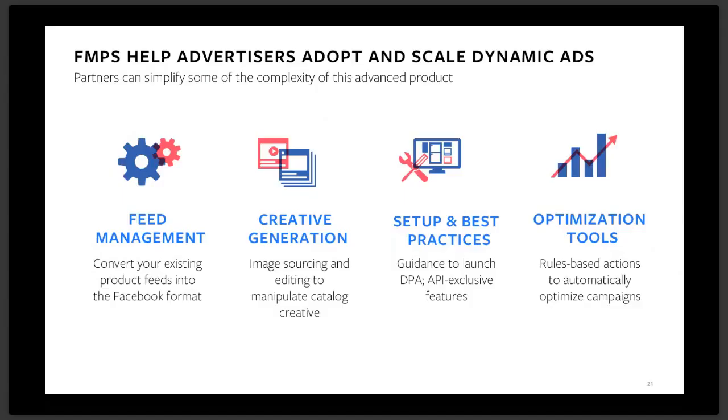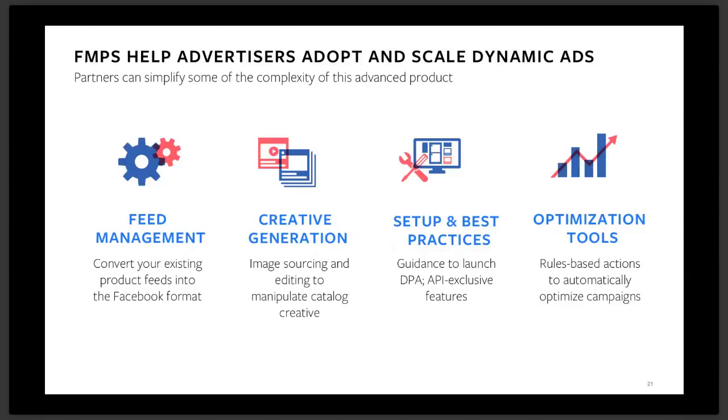And Facebook marketing partners are really valuable in launching dynamic ads because they can really help you adopt and scale them. While dynamic ads is a great solution to automate the promotion of your entire catalog across the Facebook family of apps, it can still be somewhat complex. And partners like OnlineSales.ai can really help advertisers onboard to dynamic ads and reduce some of the complexity of this more advanced product. So we see four main areas where FMPs can really make a difference.